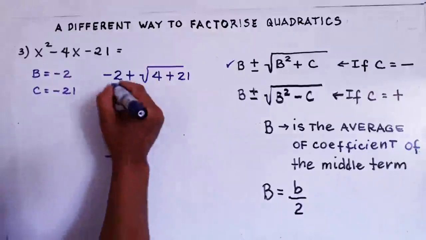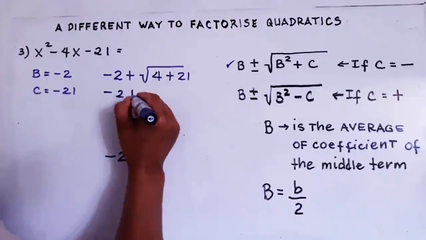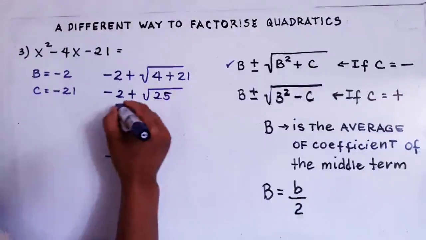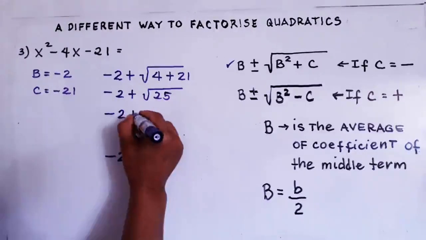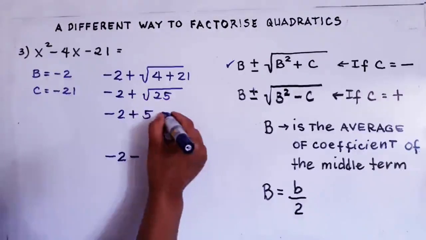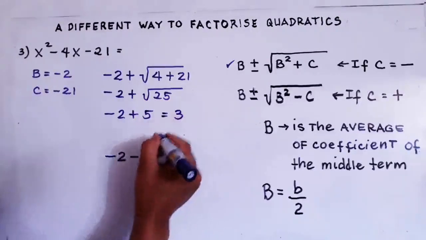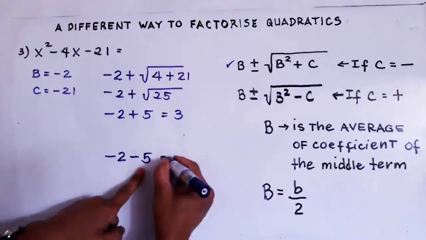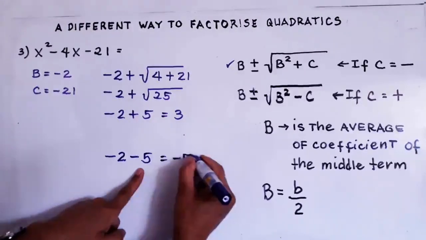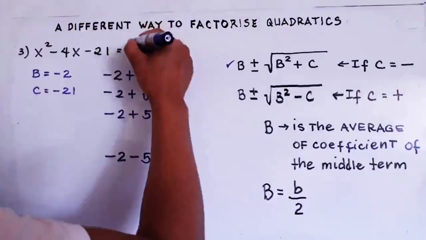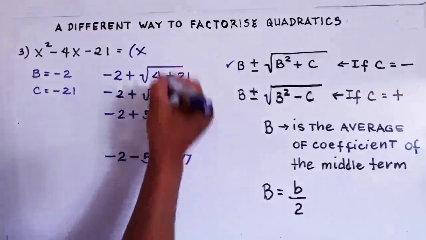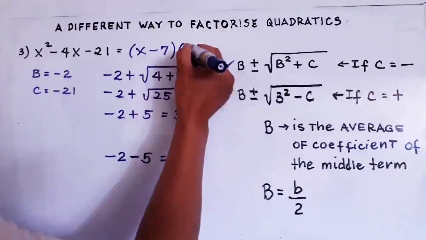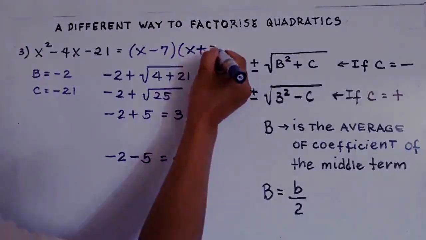21. So you have negative 2 plus, this one is 25. And this was negative 2 plus 5 here, and we have positive 3. Put the 5 here. It's minus now. So we have negative 7. So for this one, we have x is minus 7, and the other one is x plus 3.